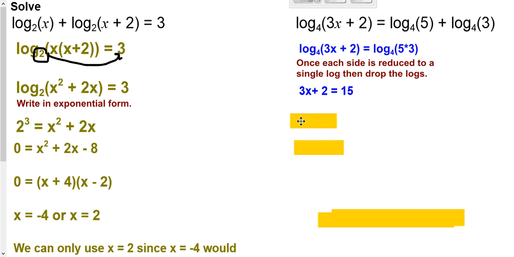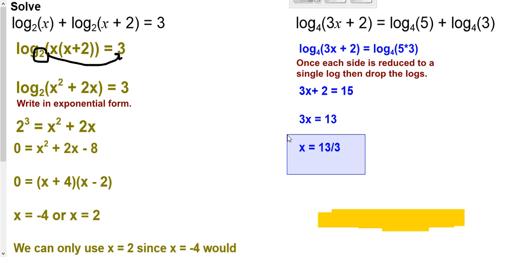So now we can finish solving it. And we get 13/3. Once again, we need to take this answer and plug it into the original problem to see if it would work. 3 times 13/3 is 13, plus 2 is 15, which is positive, so that will work. If we plugged it in and it did not work, we'd have to go with no solution.